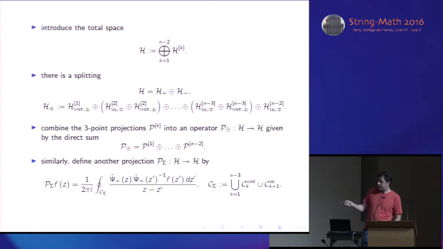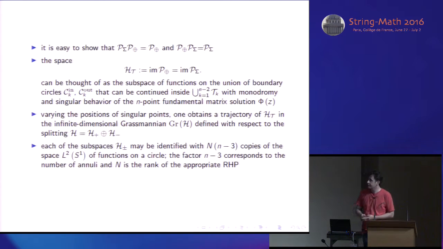On the other hand, we can define another projection acting on H using the true solution of the n-point Riemann-Hilbert problem. So this is indeed, again, a projection. And it is very easy to show that both operators have the same image. This is basically related to the fact that inside each pair of pants, the three-point Riemann-Hilbert problem solution and the n-point Riemann-Hilbert problem solution have the same jump. So this common image can be thought of as the subspace of functions that can be continued inside all trinions with appropriate monodromy and singular behavior.